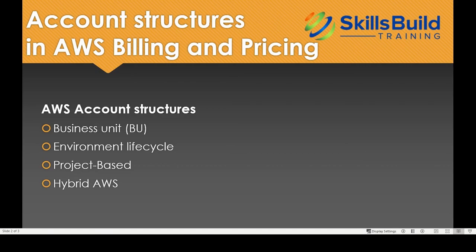Now we have different AWS account structures. First, it's the business unit, or BU, account structure. This account structure can be beneficial for customers who want to align their AWS operational and billing controls with individual business units. It offers individual units operational autonomy while providing a company with a consolidated bill and a combined view of all AWS charges separated by group, organizational unit, or cost center. Next, we have the environment lifecycle account structure.